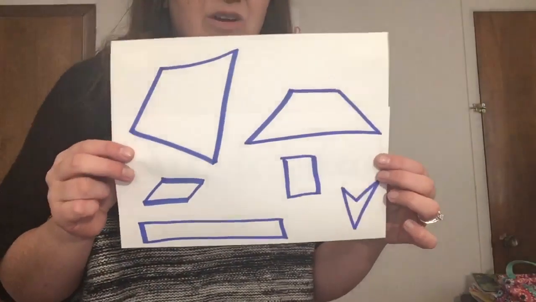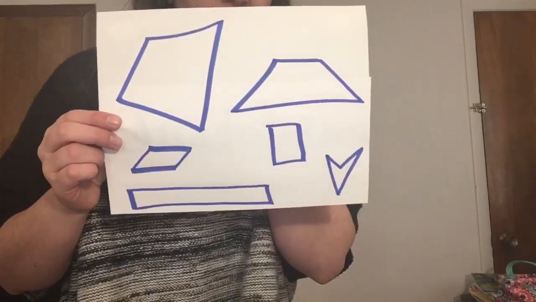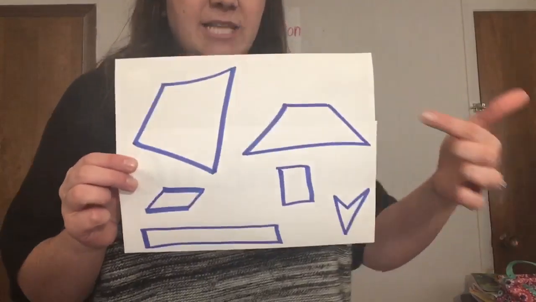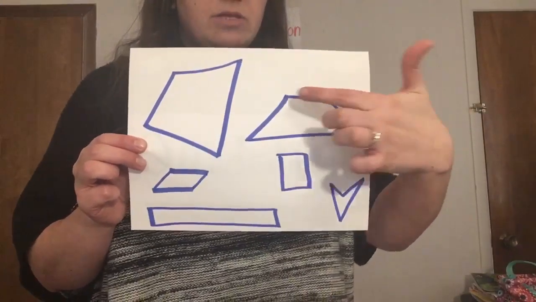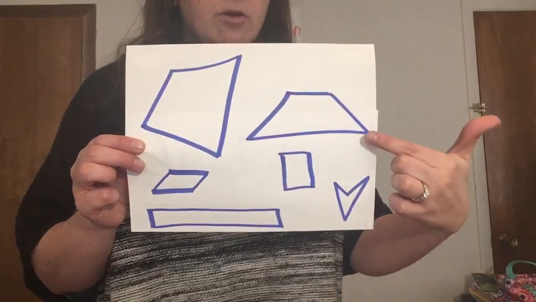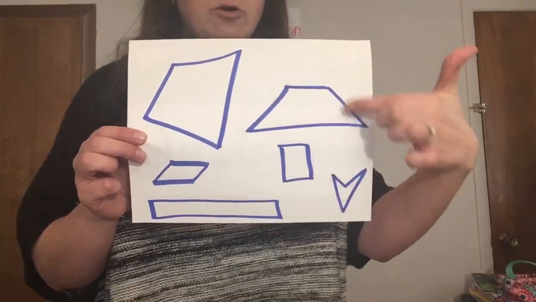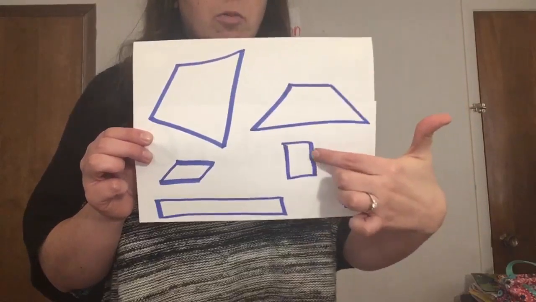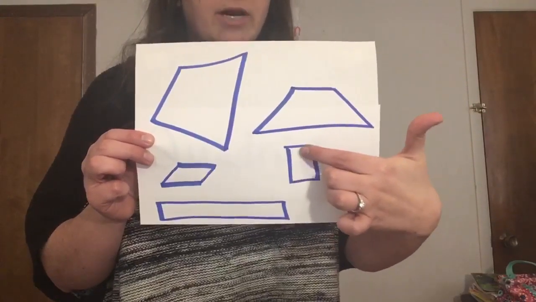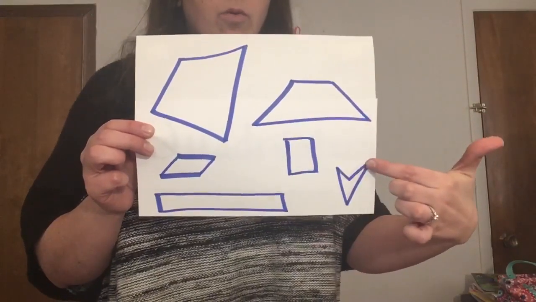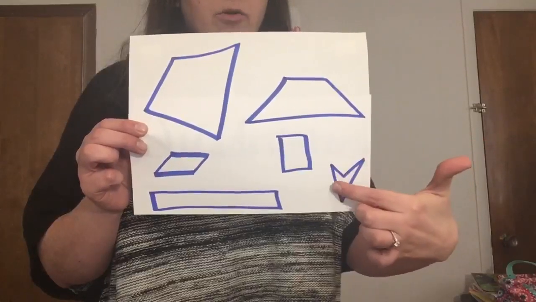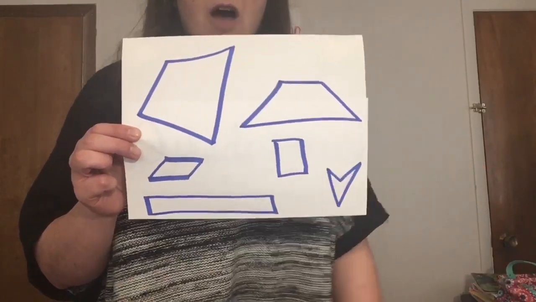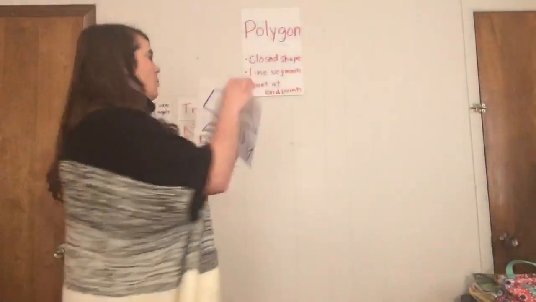All right, our next one is called a, what are those? Okay, first, let's see how many sides there are. There's 1 side, 2 side, 3 side, 4 side. How many angles? 1 angle, 2 angle, 3 angle, 4 angle. These all have 4 sides and they all have 4 angles.